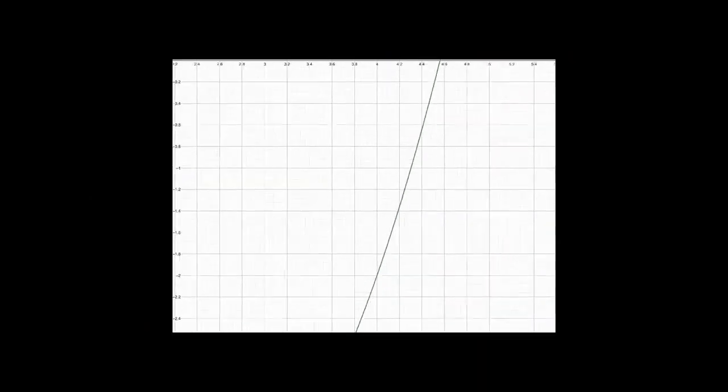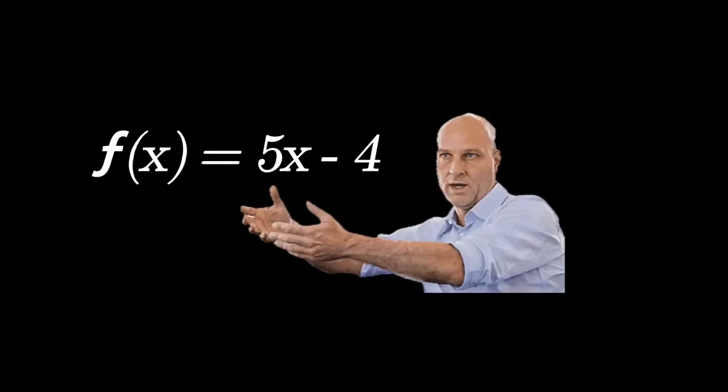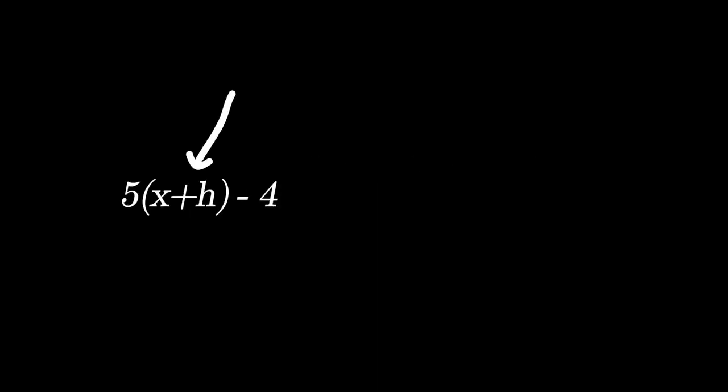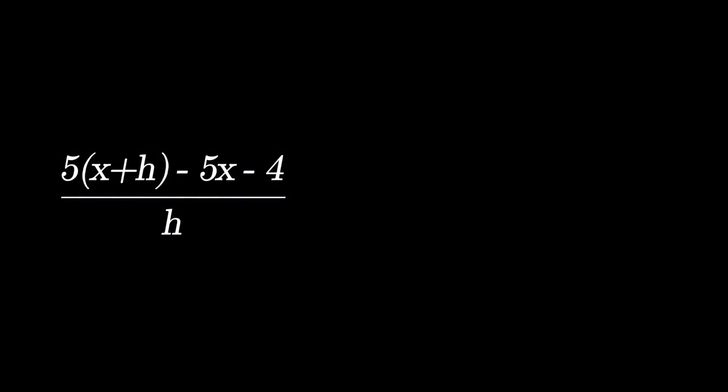Now, I'm sorry to disappoint you, but getting the derivative isn't just zooming in on one line and drawing another. Let's say you have the function f of x equals 5x minus 4. You would then have to plug everything into this formula by first replacing x with x plus h, and then divide everything with h, simplify to then get the derivative 5.